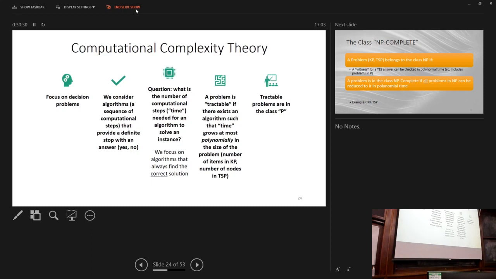A problem is tractable if there exists an algorithm such that time grows at most polynomially in the size of the problem, the number of items in the knapsack, the number of nodes in the traveling salesperson problem. And an example of that is sorting. You can do sorting in polynomial time. Tractable problems are in the class P for polynomial.